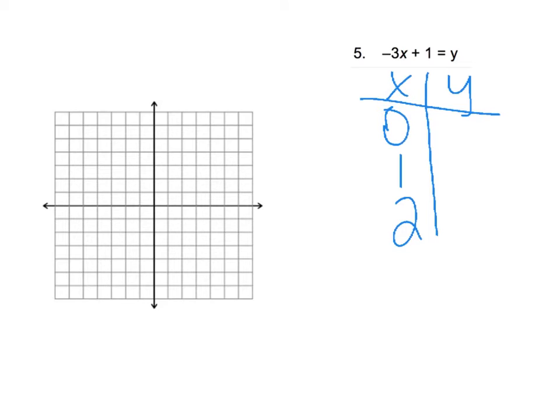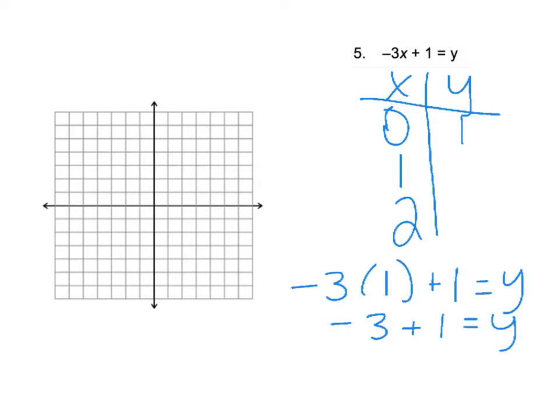So I'm going to go down here. -3 times 0 plus 1 equals y. Y equals 1. And then I'm going to do the same thing with 1. -3 times 1 plus 1 equals y. -3 plus 1 equals y. Y equals -2.